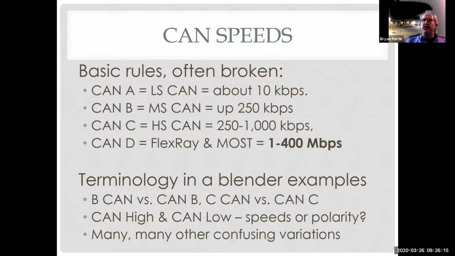CAN D is normally a FlexRay or a MOST protocol. So we're not calling it CAN normally in those cases. Normally they're calling it a FlexRay network or a MOST network, but those are a CAN D. And you're at 1 to 400 megabits per second. So that's faster than your internet is at home, potentially. So extremely fast. We normally use those systems for either advanced driver assist systems in the case of FlexRay, or infotainment system, which is MOST.